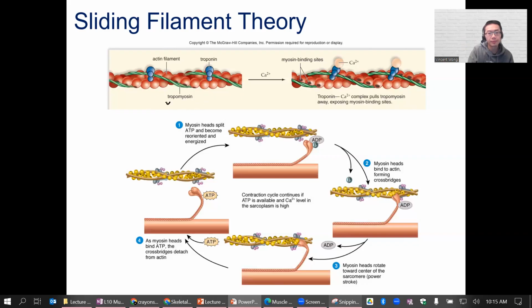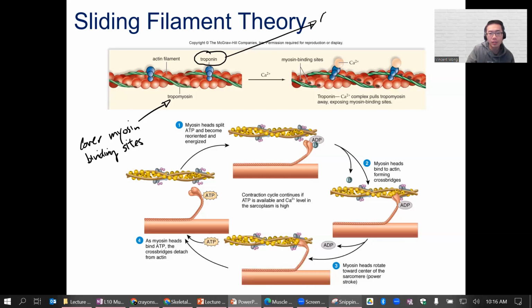Tropomyosin. Okay, so this long strand of green proteins. They're not actually green, but it's green in the diagram, right? Okay, so the purpose of the tropomyosin is to cover the myosin binding site when you are not contracting the muscle. The position of the tropomyosin is controlled by the troponin.